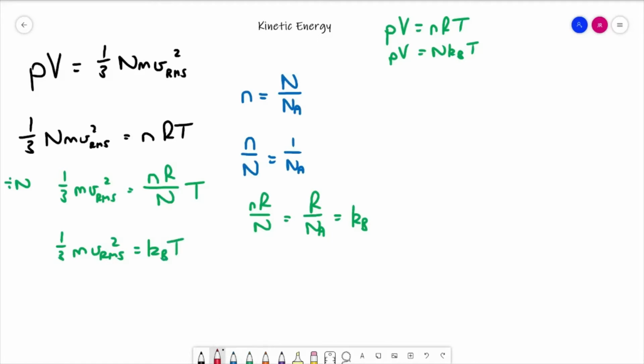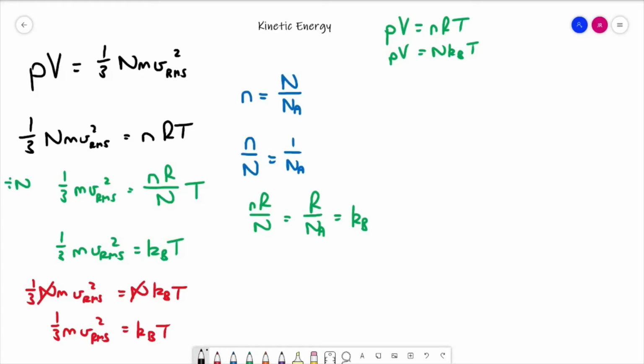Now, of course, what we could have done is taken the easier way, so I'll just show you the easier way as well. So NV RMS squared is equal to NkBT. Well, if we'd done that, you can see that we've got the number of molecules on both sides, which cancels out and leaves us with a third mv RMS squared is equal to kBT, as we had before. So like I said, I'll just show you the more complicated version to remind you about how all of these constants work together and sort of redefine each other. But of course, we can still take the easy option as well.